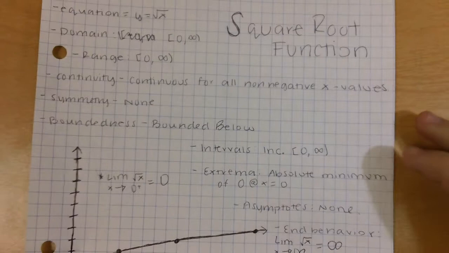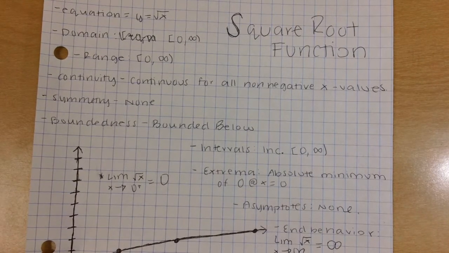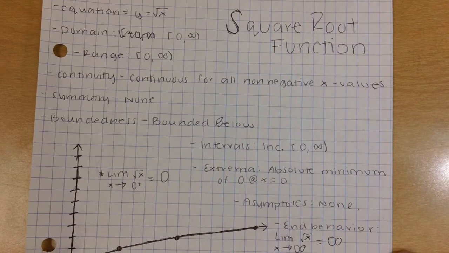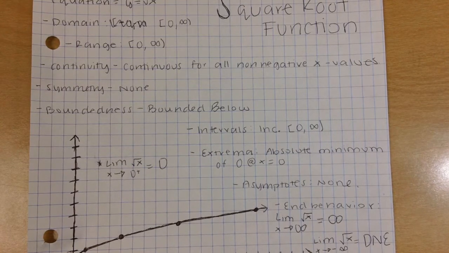Our function is the square root function. The domain of this function is from 0 to infinity, and the range of this function is from 0 to infinity. The continuity is continuous for all non-negative x values. It has no symmetry, and it is bounded below.